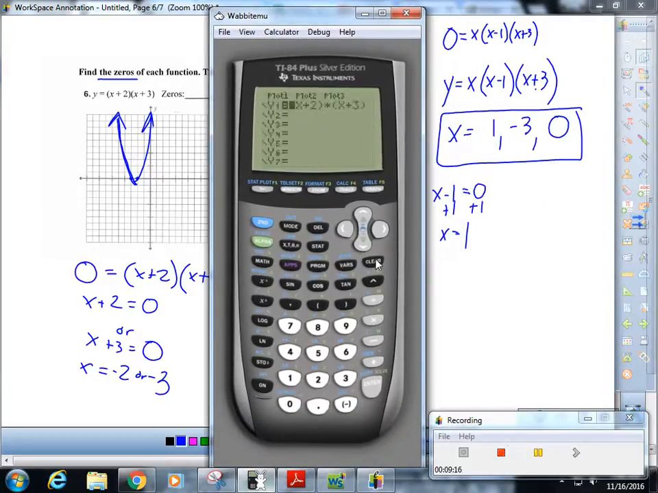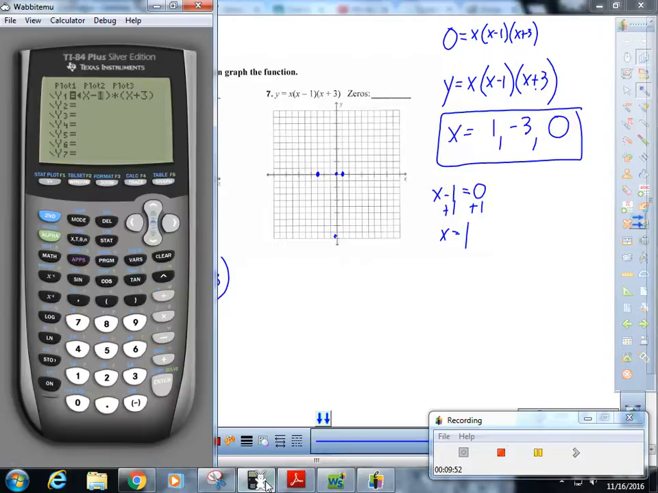Y equals, clear, x times x minus 1 times x plus 3. Thank you. Okay, did I do it right? X times x minus 1. Did I have the x in there? Okay, graph it. Look at that.